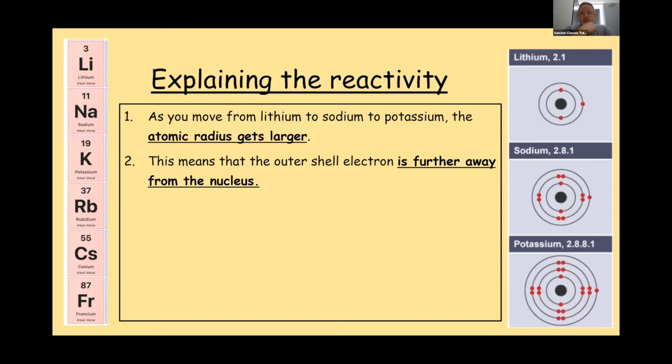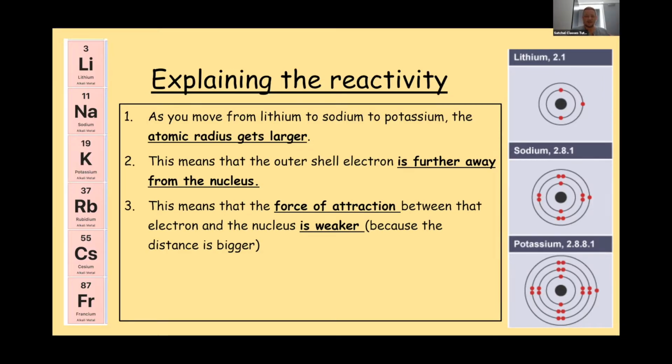As you move from lithium to sodium to potassium, the atomic radius, i.e. the distance between the outer shell electron and the nucleus, is getting bigger. So that means the outer shell electron is further away from the nucleus as you go down the group because the atom's getting bigger. This then means that the attraction between the electron and nucleus that holds that electron in place is weaker because 1, the distance is bigger, and 2, the more shells you've got, the more there are in the front of it getting in the way.